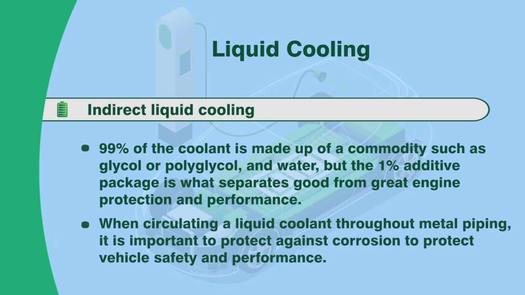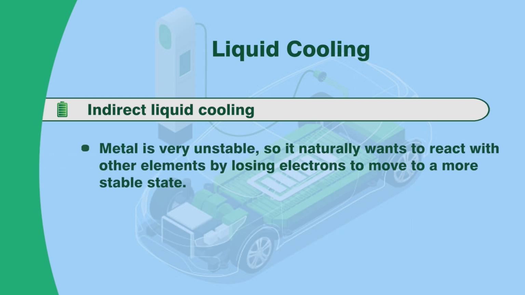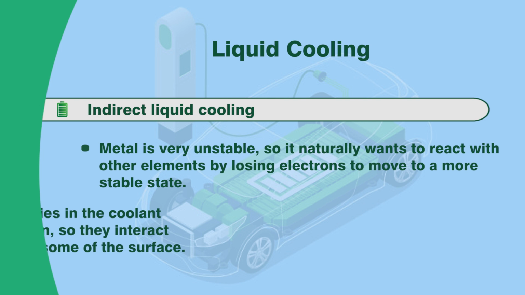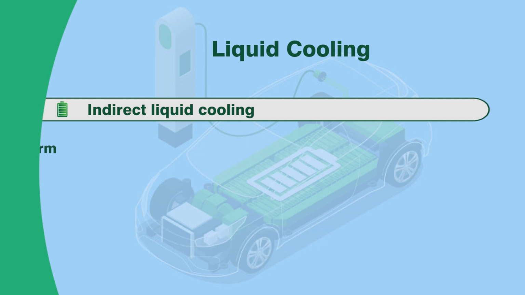When circulating a liquid coolant throughout metal piping, it is important to protect against corrosion to protect vehicle safety and performance. Metal is very unstable, so it naturally wants to react with other elements by losing electrons to move to a more stable state. Corrosion happens because impurities in the coolant liquid have a positive charge, so they interact with the metal pipes and strip away from the surface.